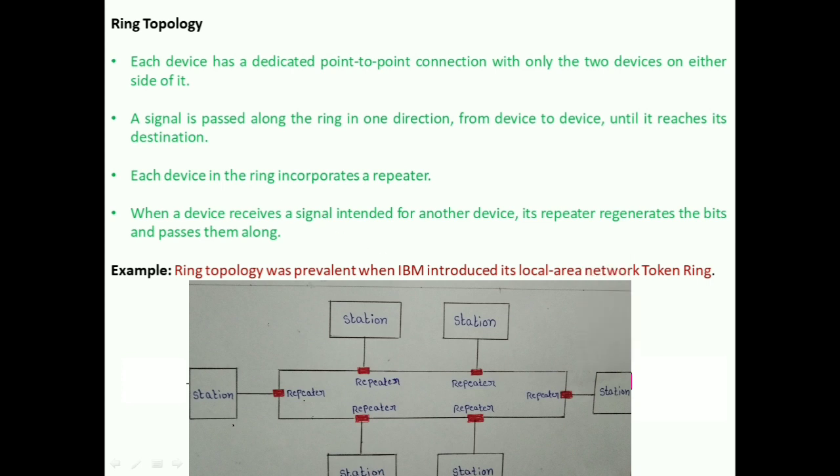Okay. The main example of ring topology is when IBM introduced its local area network, which is nothing but token ring. The famous example of ring topology is IBM token ring. So ring topology is used in the IBM token ring local area network.